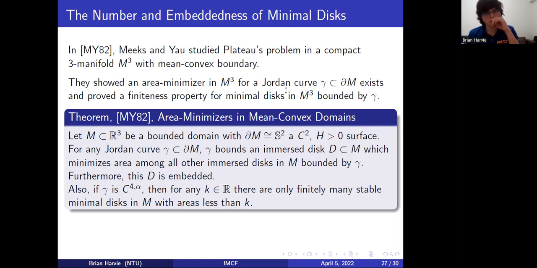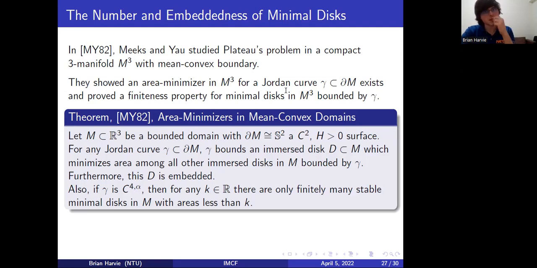Also, if the curve is C4 alpha, so if you have a little bit more regularity on the curve, then you have almost finitely many minimal surfaces bounded by gamma. And what I mean by that is that there will only be finitely many minimal disks with areas smaller than K for any choice of K. So you have these nice characterizations of minimizers of area for gamma. There will only be finitely many for any given area bound, and the global minimizer is always embedded.